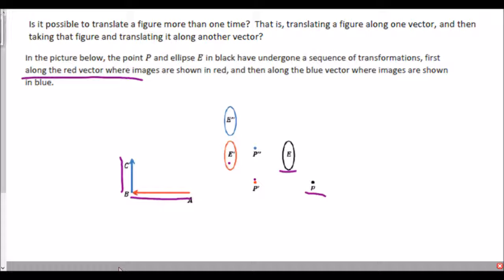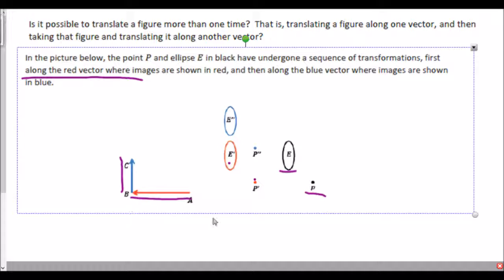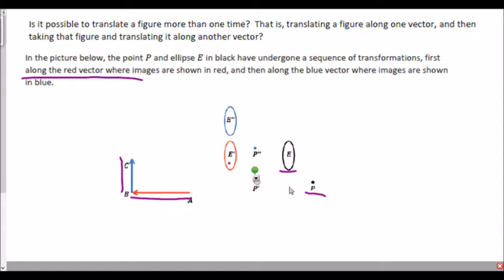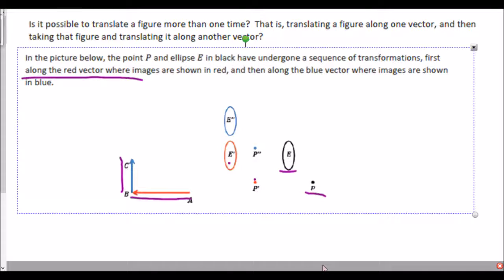Did you notice that if I wanted to go from point P prime back to point P, instead of going from A to B, I would have just translated it from B to A. It would have taken me in that exact same direction, from B to A, the same exact distance. I could have undone that move. So to get from E double prime back to E, I'm going to do the exact opposite. Instead of going A to B, B to C, I'm going to go C to B, B to A, and it would put me right back in that same spot that I started at.